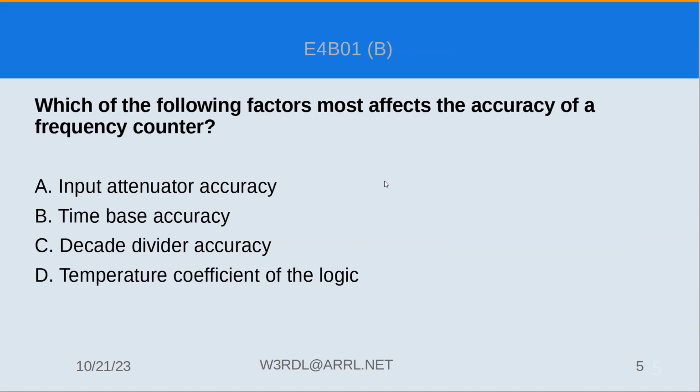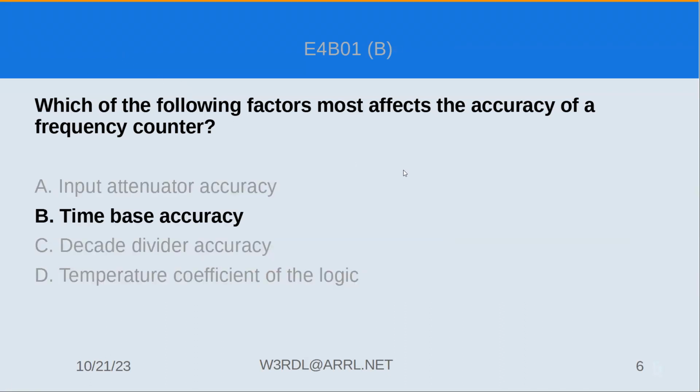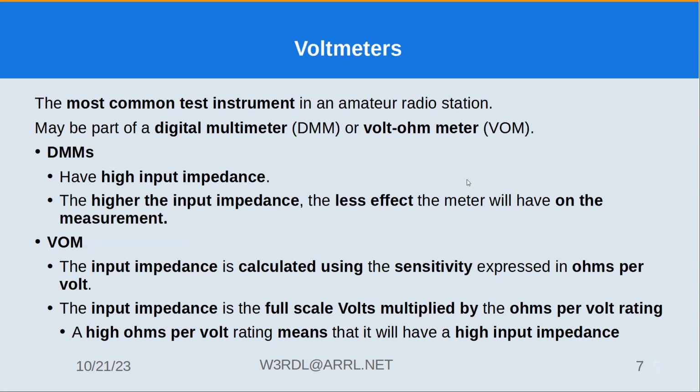So which of the following factors most affects the accuracy of a frequency counter? Bravo. The time base. It doesn't care about the amplitude as long as it has enough signal to be able to count it.